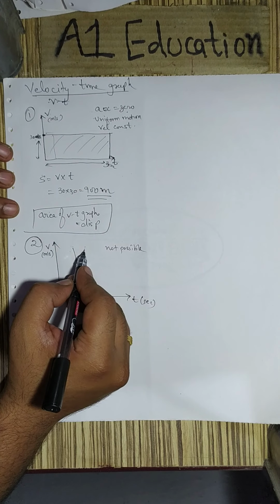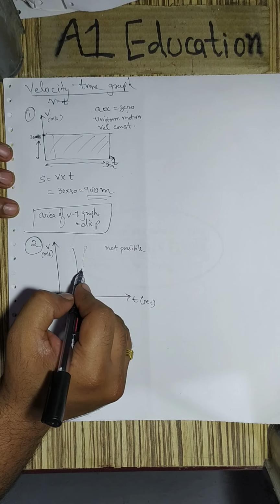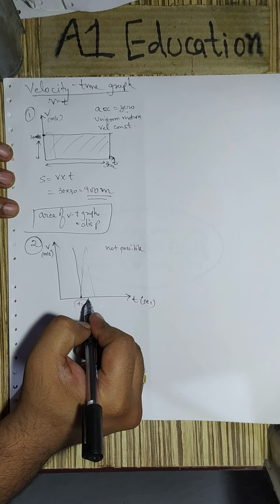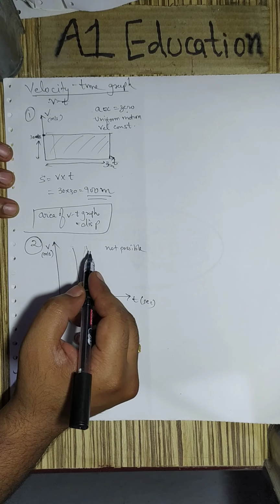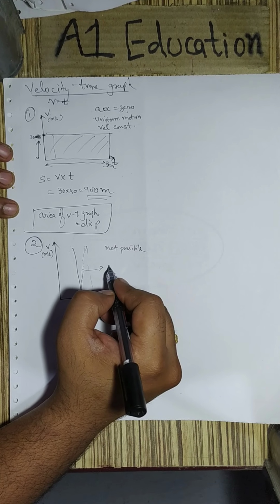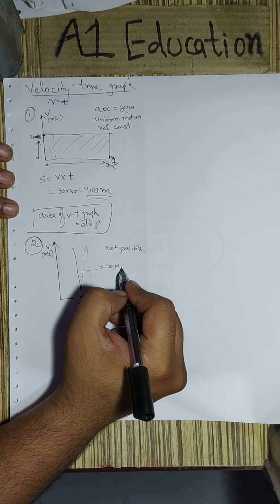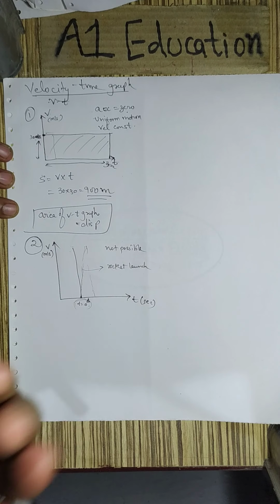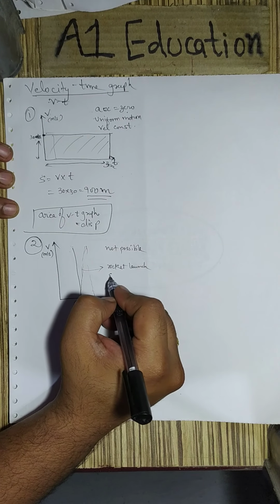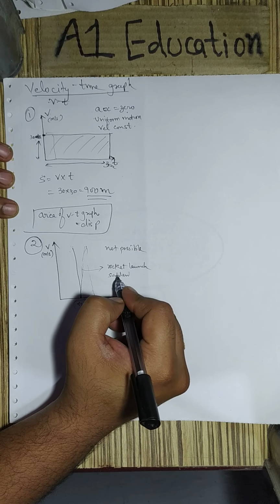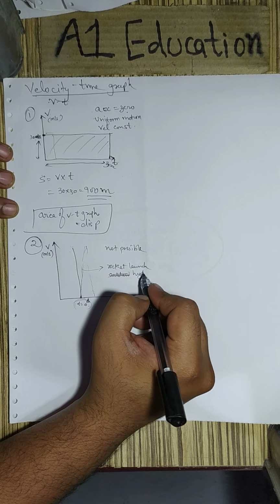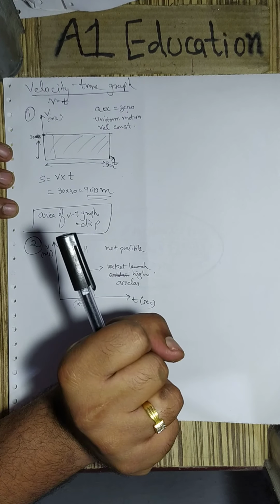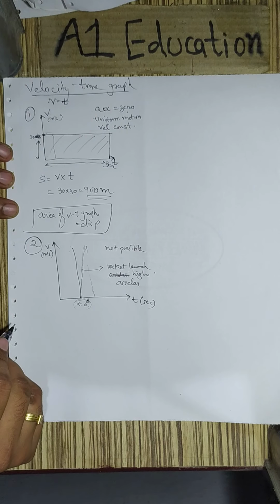However, the graph can be slightly inclined. When it is slightly inclined, it says that within a very small time, the body gained very high velocity. This is possible in the case of a rocket launch. As soon as the spark appears, the rocket in no time gains large velocity, right? Suddenly, or we can say a very high acceleration. You speed up your vehicle, suddenly again the velocity will increase.